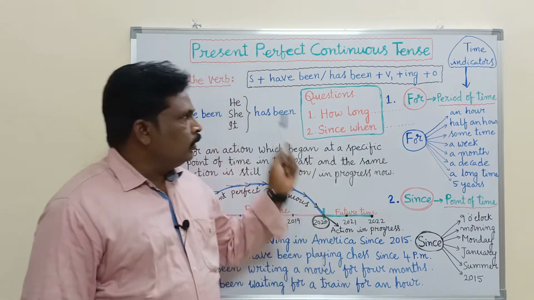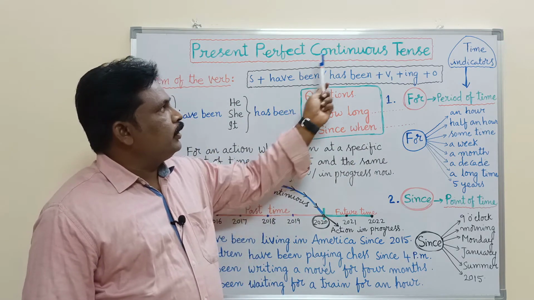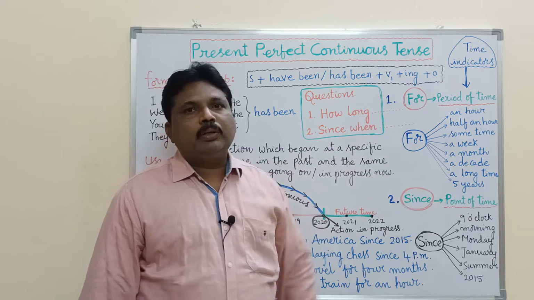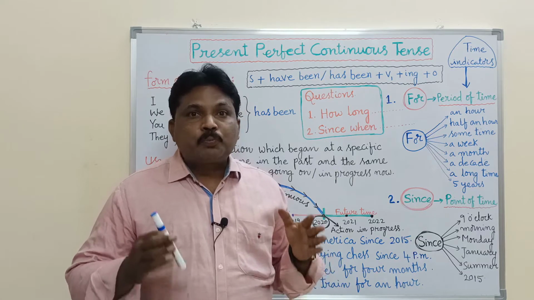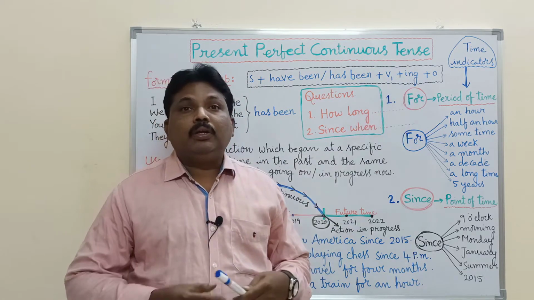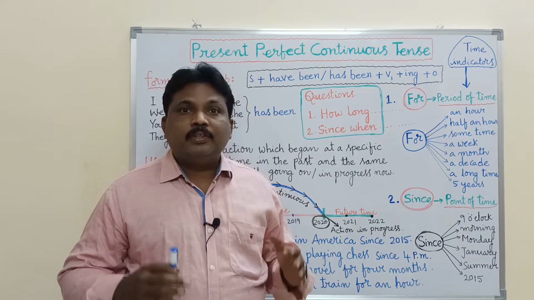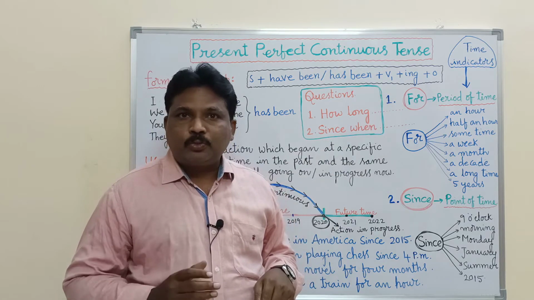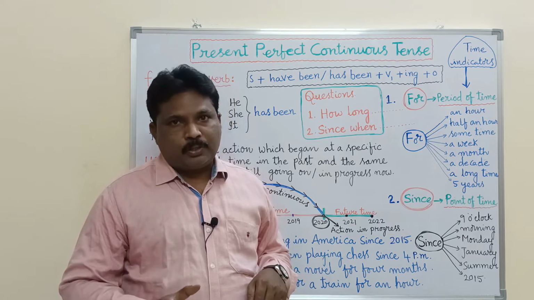Remember, in all the tenses, whenever we find continuous, there we find V1 plus ing form. I remember explaining to you the usage of V1 plus ing form in all continuous tenses. If at all it is a continuous tense, there must be V1 plus ing form. Remember, my dear students, ing form is used in all continuous tenses.